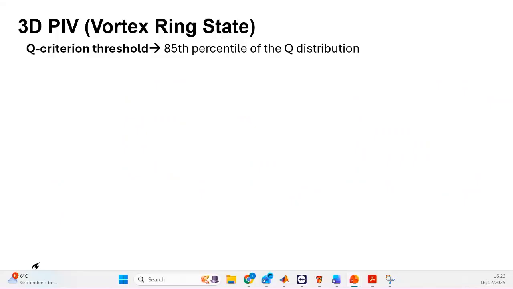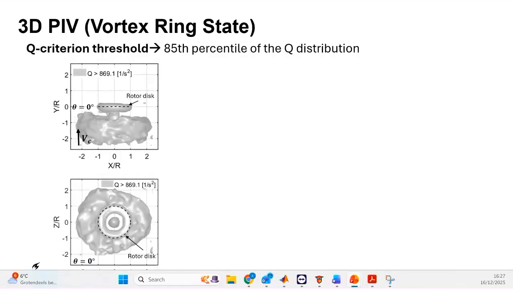So as you mentioned, during these days, we need to define a threshold for the Q criterion. And in this case, to compare the different cases, the axial condition with the inclination, we choose to select the 85th percentile of the Q distribution, because in this way we can take the area where the rotation is dominant. And here, this is the side view, and this is the top view of the vortex.